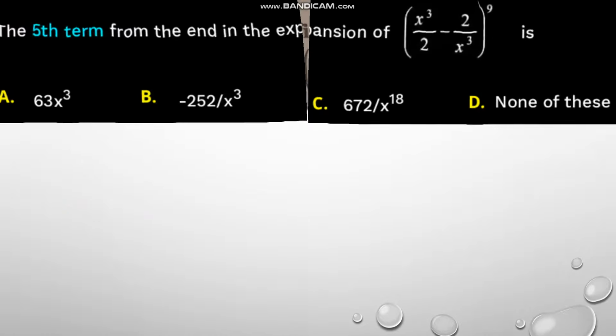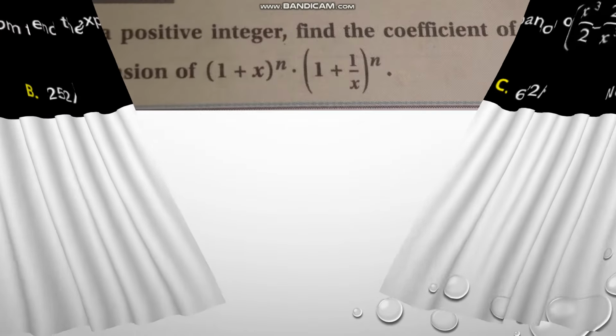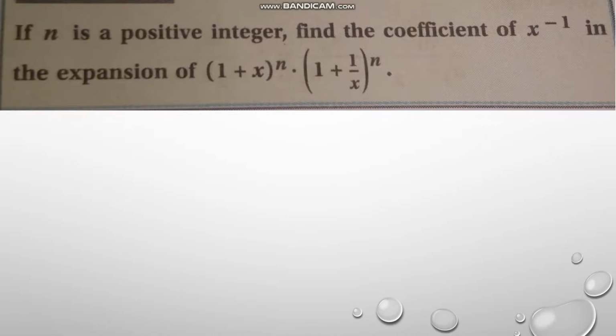Moving on to our question number 18 and the last question of today. This is a good one. If n is a positive integer, find the coefficient of x to the power minus 1 in the expansion of (1 plus x) whole to the power n multiplied by (1 plus 1 by x) whole to the power n. Okay, now let's see how one may approach this question. I am just writing question number 18. As of now, you may pause the video and try the question. Okay, I am just moving on to the solution right now.